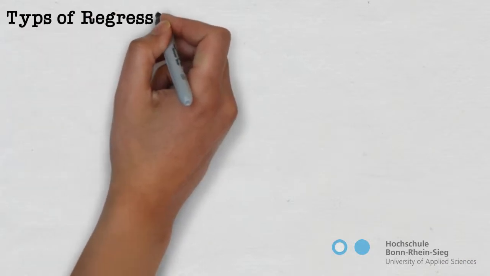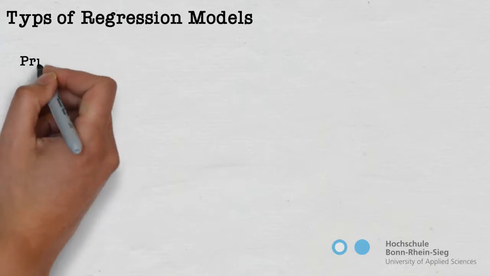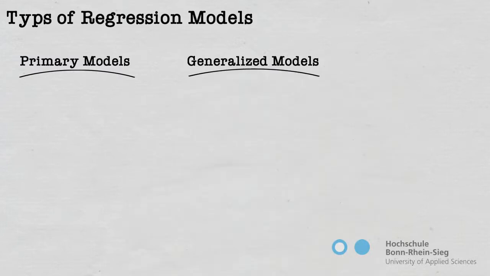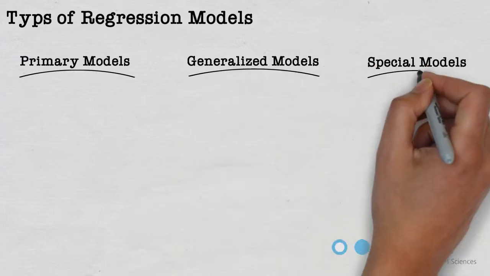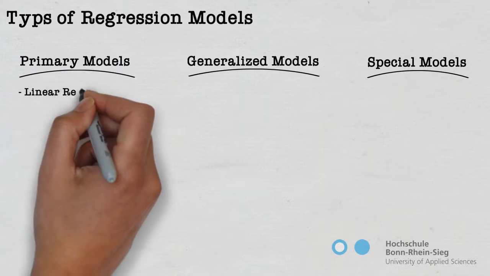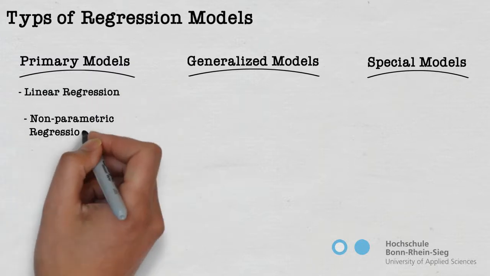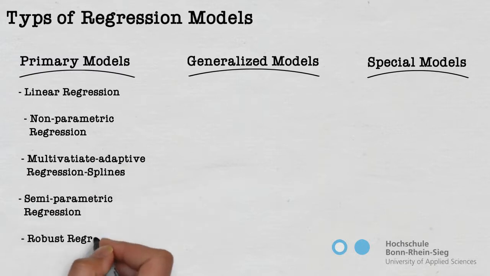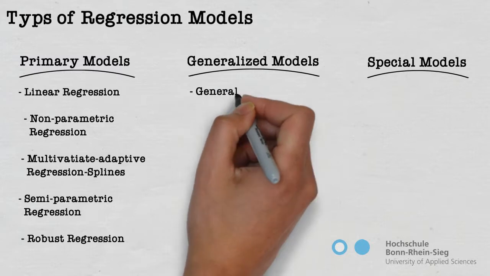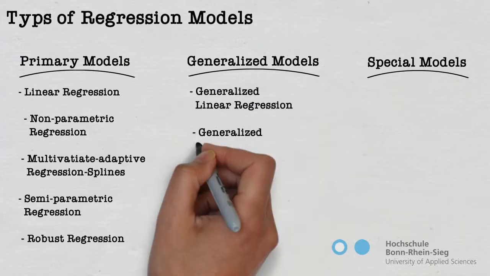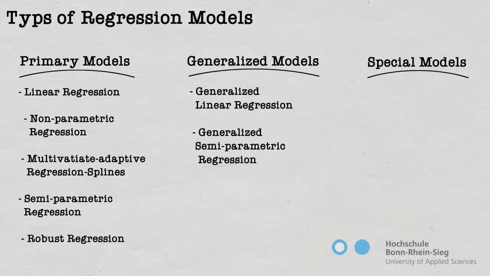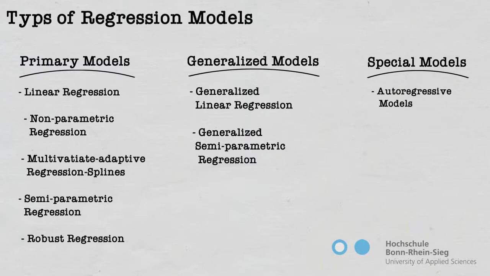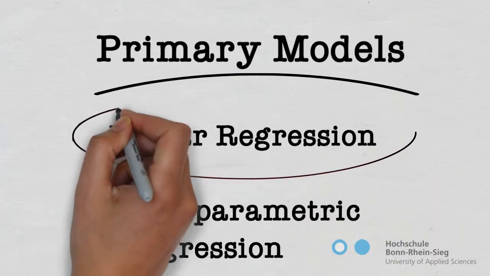So we have several types of regression models. On a high level, we have primary models, we have generalized models, and we have also special models. For primary models, we can go more into detail with linear regression, non-parametric regression, multivariate adaptive regression splines, semi-parametric regression, and robust regression. Generalized regression models include the generalized linear regression, generalized semi-parametric regression, and for special we have the autoregressive models. Today we will look at linear regression of primary models.